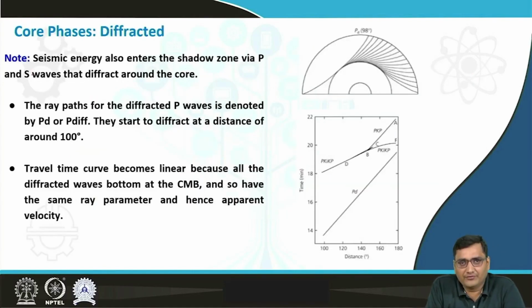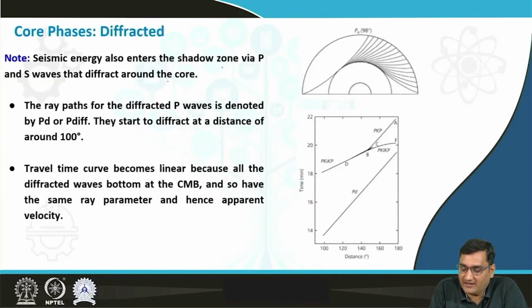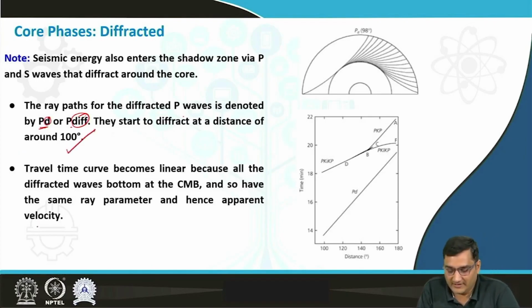One thing that we must know is seismic energy also enters the shadow zone via P and S waves that diffract around the core. The ray path for the diffracted P wave is denoted by P subscript diff. They start to diffract at a distance of around 98 degrees, or you can say 100 degrees. So you can see it is diffracting over here, starting from around 98 degrees and then successively recorded at all the distances on the surface.